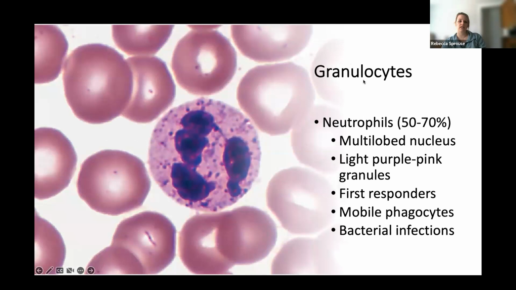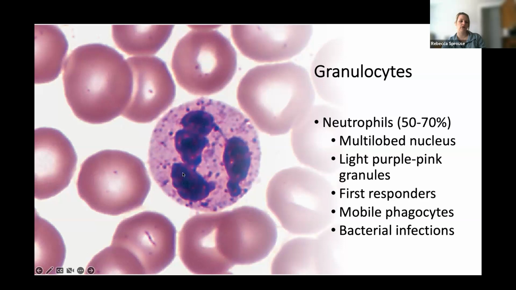The first one that we're going to talk about is neutrophils. Neutrophils are the most common white blood cell in the body. They make up about 50 to 70% of our white blood cells at any given time. They look like this. So here's its weird shaped multi-lobed nucleus.